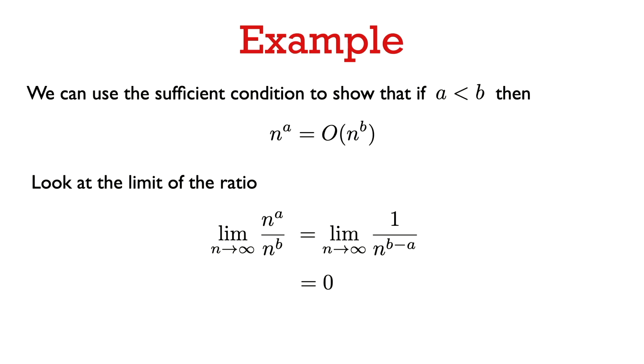So let's just look at the ratio of n to the a divided by n to the b. That's 1 over n to the b minus a. And if b is bigger than a, then n to the power b minus a is going to go to infinity as n goes to infinity. So that means that 1 divided by n to the b minus a is going to go to 0 as n goes to infinity. Okay, and 0 is less than a constant, so this passes our test. And n to the a is order n to the b.